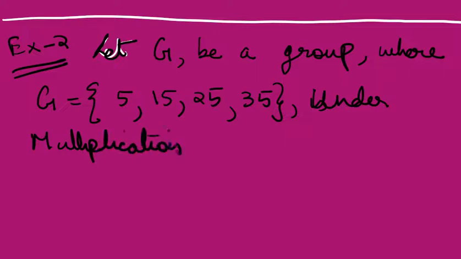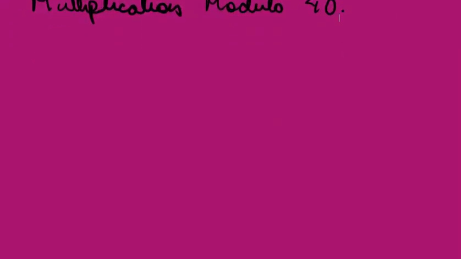Under multiplication modulo 40. So let's do this multiplication modulo. Okay. Let's get a shape. Let's get these lines to make this look much better.